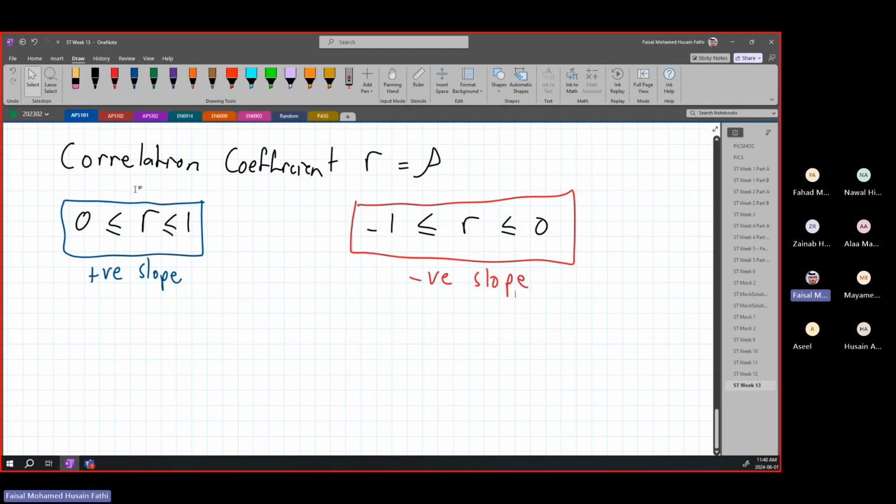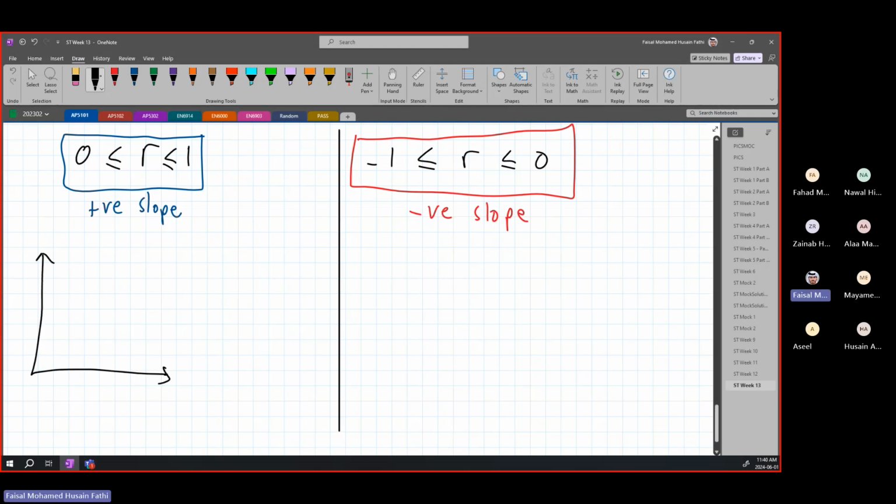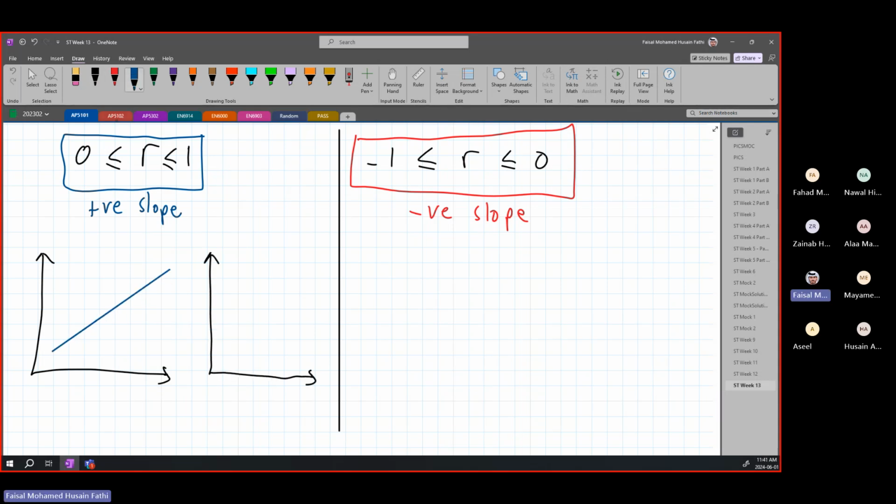But let us look at what is meant by this R value. Let's get a better understanding of this R value. Let's just compare positive slopes. So let's say we have this positive slope over here, and the values are something like this. So we have the points very close to the line, right? This basically means our R value is very big, something around 0.9, for example.